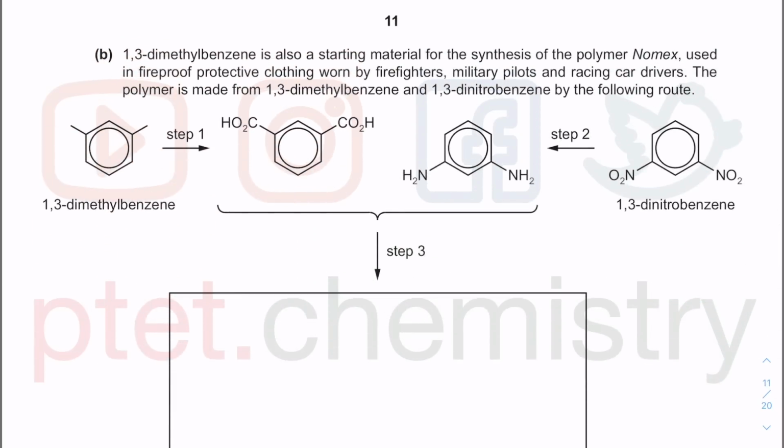Some more chemistry here. So 1,3-dimethylbenzene, you can also use it as a starting material, and you react that to form a dicarboxylic acid. So this was 1,3-dimethylbenzene, and now you get 1,3... how do I name it? This one should be benzoic acid. I guess this is a dibenzoic acid. 1,3-dibenzoic acid.